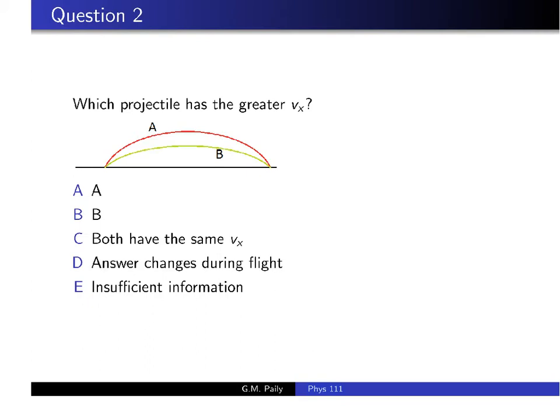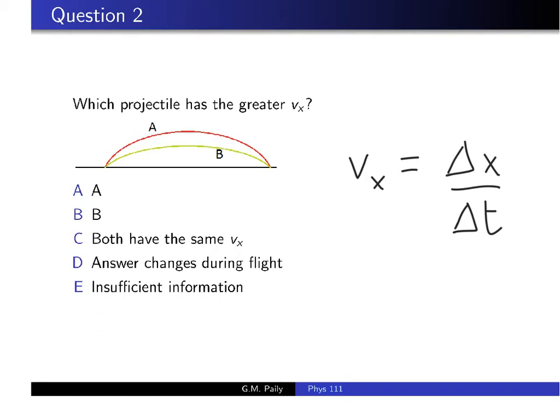We will now discuss the answer. Consider this. Vx is equal to the change in x over the change in t. The change in x is the same for both of them. So, the projectile with the greater Vx must have the smaller delta t. Right? Because a smaller delta t here in the denominator will give us a greater Vx overall.